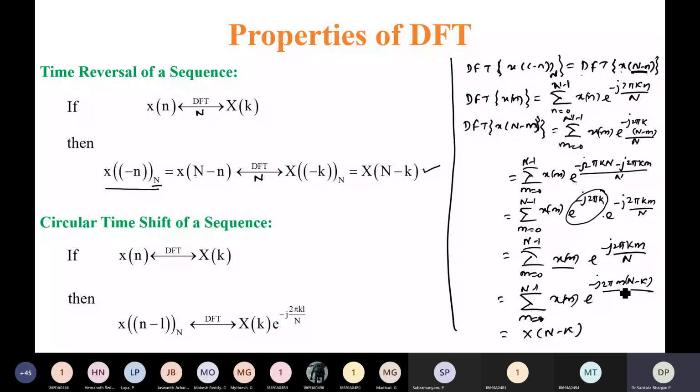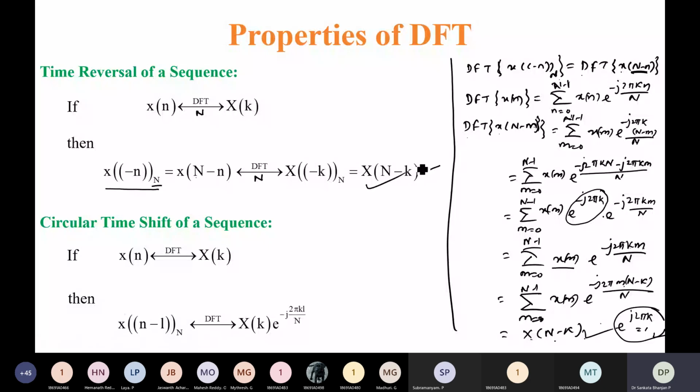In place of k we can write n minus k, because e to the power j 2 pi k is equal to 1. So we can write this as x of n minus k. So the dft of x of minus n, that is minus n modulo n, the value is x of n minus k. So this is the proof of this dft.